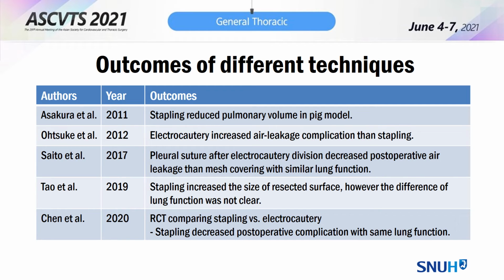In 2019, Tao and colleagues also reported a similar result. Although stapling increased the size of the resected surface, the lung function difference was not clear. And finally, in 2020, Chen and colleagues reported a randomized controlled trial comparing stapling and electrocautery, and they concluded that stapling decreased postoperative complications, but lung function was not different.